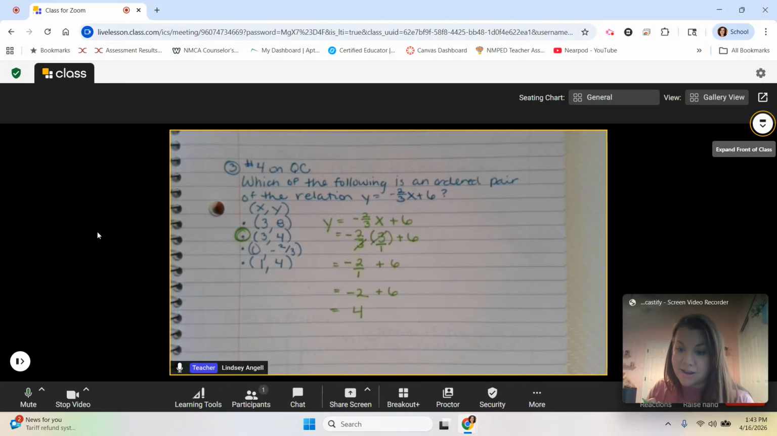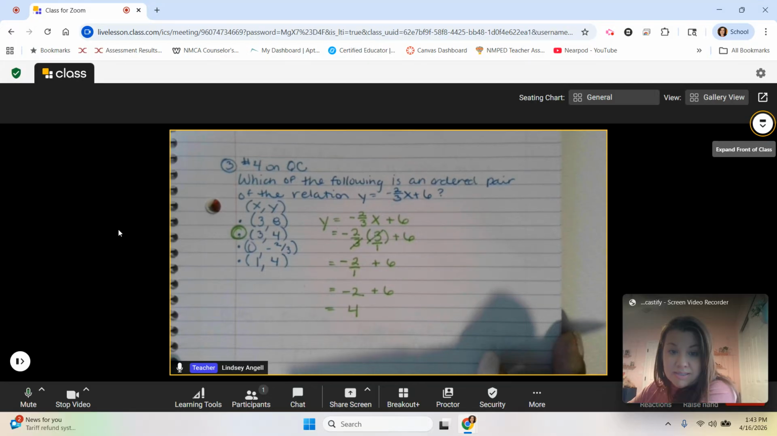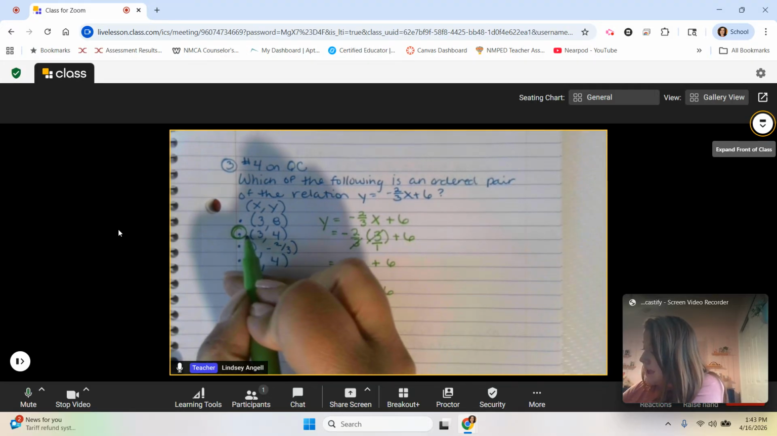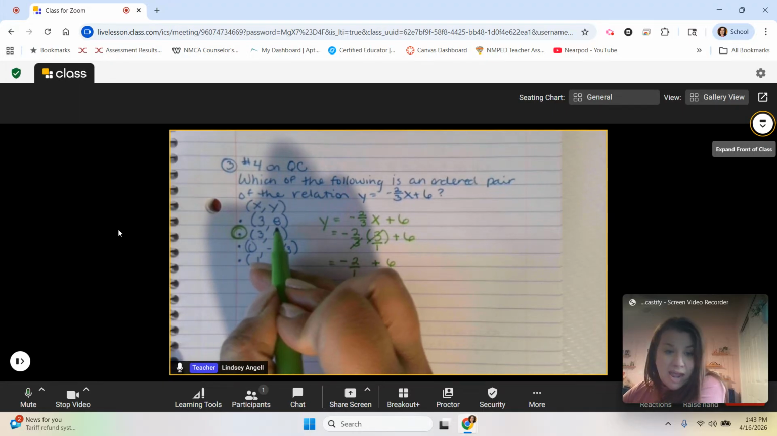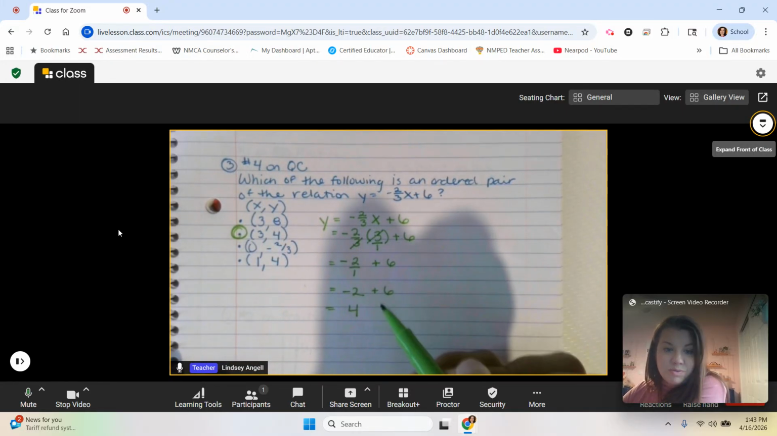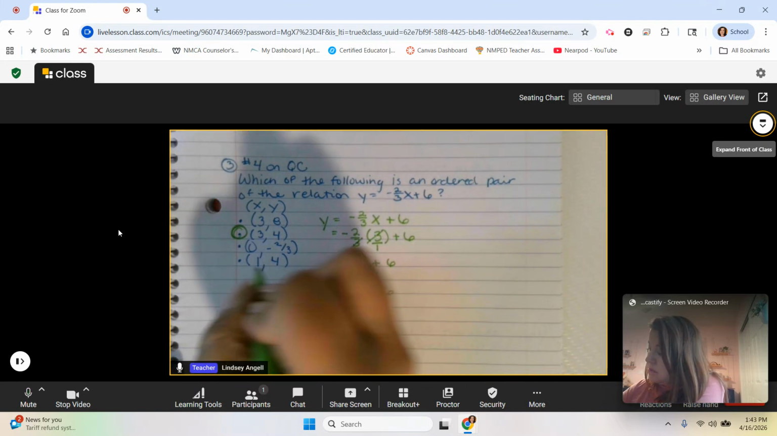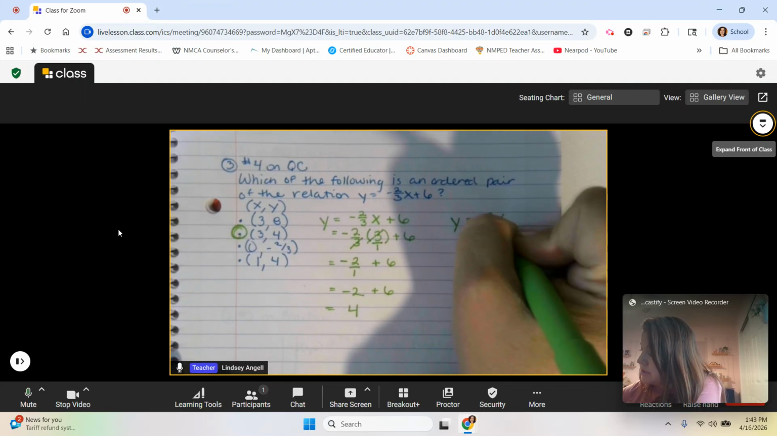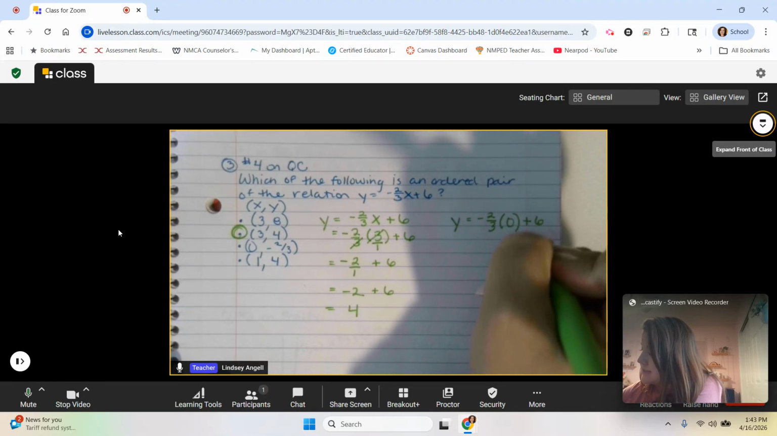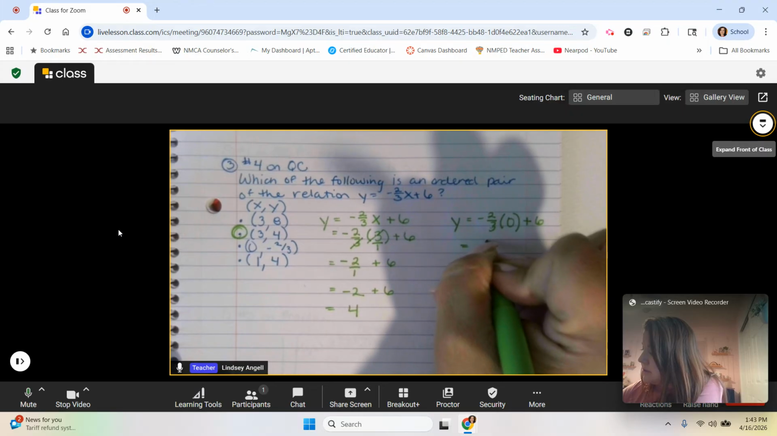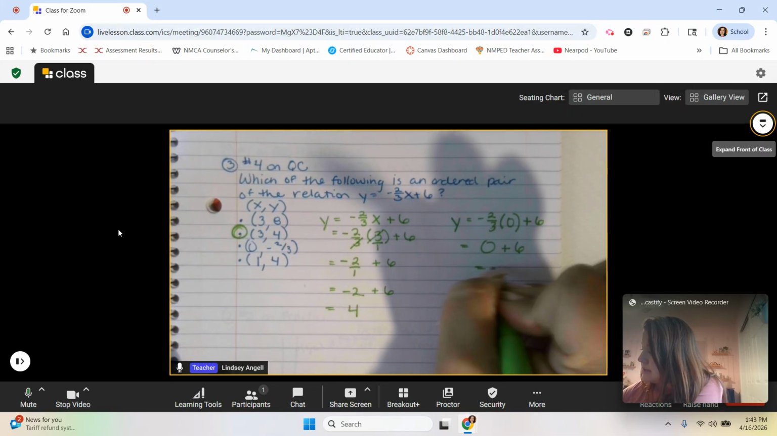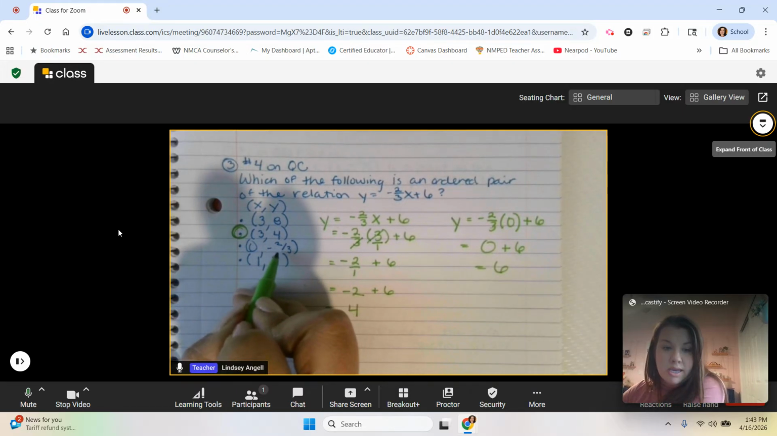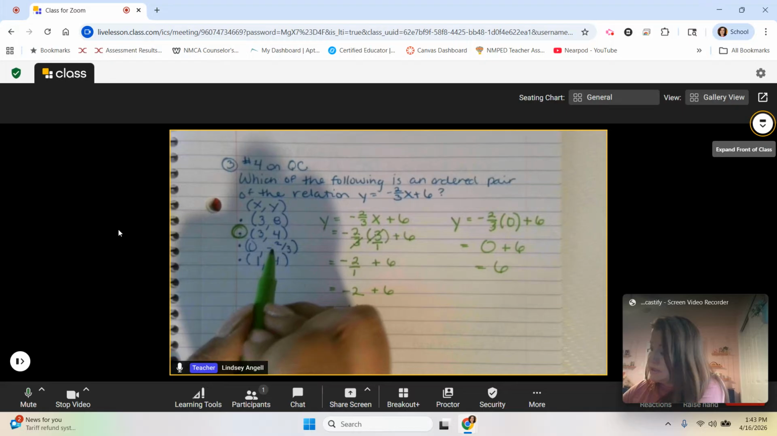Now, good test-taking strategy and just work habit in general, we should be trying the other ones to see what happens. We already know what happens with the 3. I'm not going to bother with this one. I didn't get an 8. If I do it again, I'm not going to get an 8. But let's try the 0. So y equals negative 2/3 times 0 plus 6. Anything times 0 is 0, so we have 0 plus 6 equals 6. Nope, I did not get negative 2/3. So that one doesn't work.